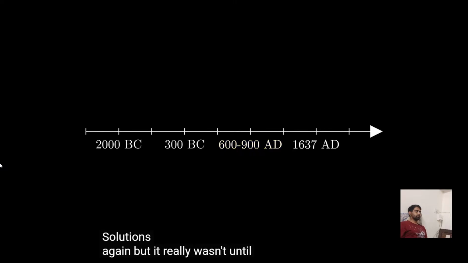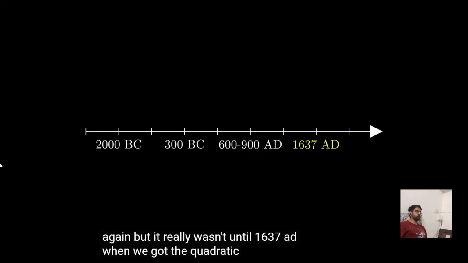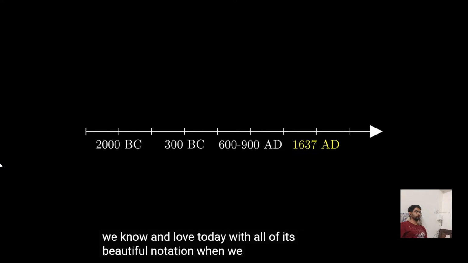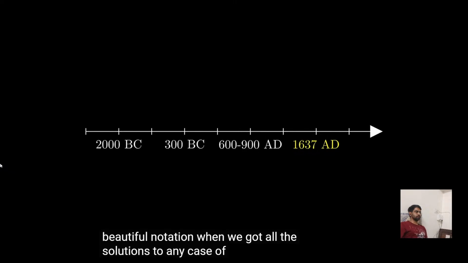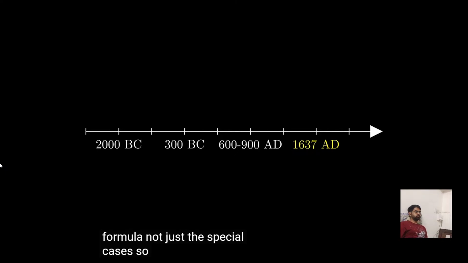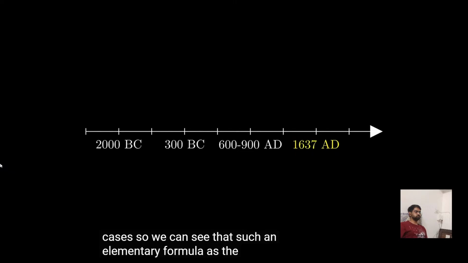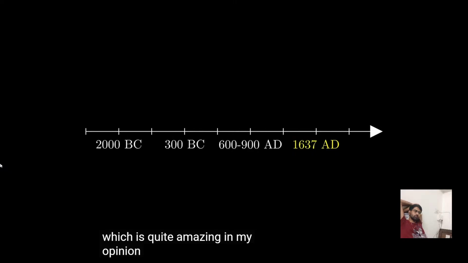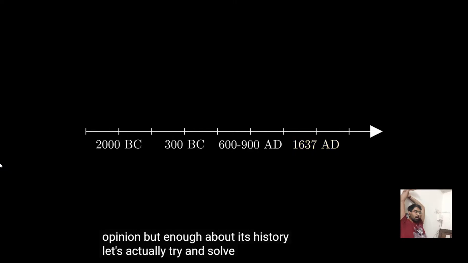But it really wasn't until 1637 AD when we got the quadratic equation that we know and love today with all of its beautiful notation, when we got all the solutions to any case of the quadratic formula, not just the special cases. So we can see that such an elementary formula as the quadratic formula is not even 400 years old yet, which is quite amazing in my opinion. But enough about its history, let's actually try and solve the quadratic formula now and derive where it comes from.